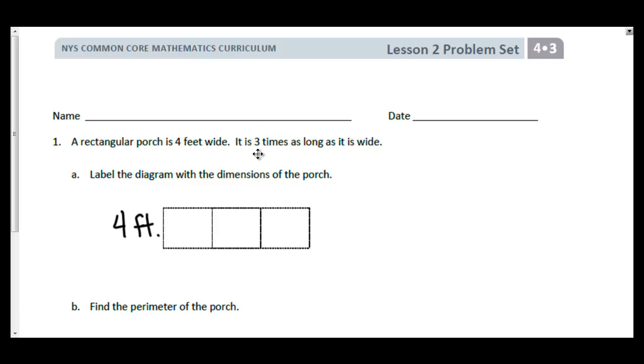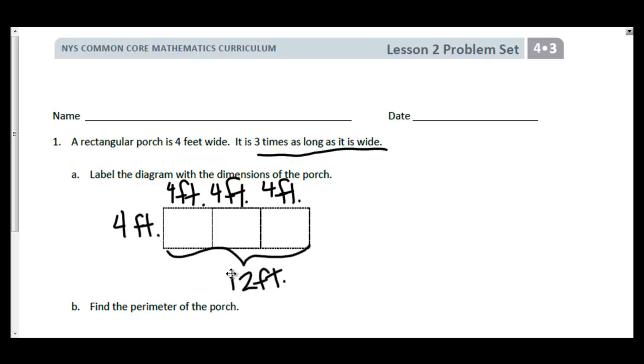Now it says that it is 3 times as long as it is wide. That's your multiplicative comparison. When it says something is 3 times as long or 4 times as long or 2 times as long, it's comparing the length to the width using multiplication. So if it's 3 times as long, that means it's got 4 feet, and that's where they get 3 times long. So think of the length as being 4 feet, 4 feet, 4 feet, which is a total of 12 feet, and the width is 4 feet. So that is a multiplicative comparison.